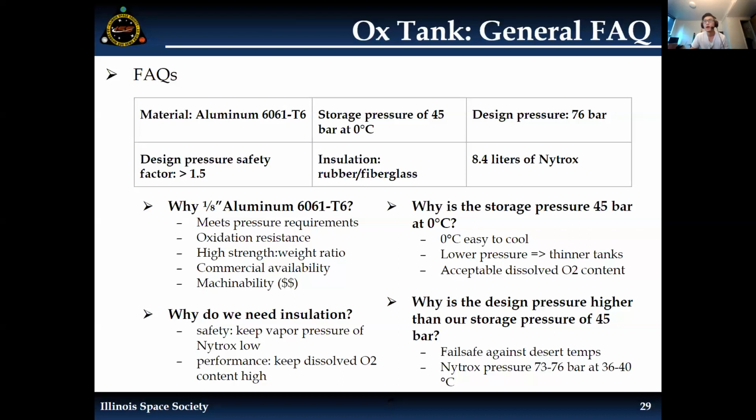Does that lead to why the chamber pressure of 30 bar is less than the 45 bar vapor pressure of the nitrox? Can someone working on the injector answer that really quickly in chat? Yeah, we're going to get to this on Monday, which is day 3. Between the oxidizer tank and the combustion chamber with the fuel grain, there's a whole feed system, and there's a piece called the injector, which is the last piece that injects the oxidizer into the combustion chamber in a way that the two can react most efficiently.